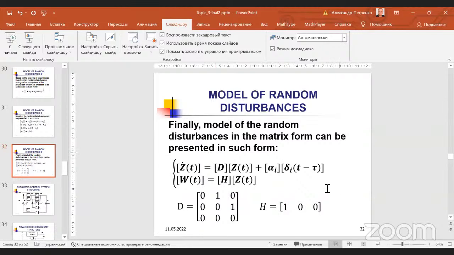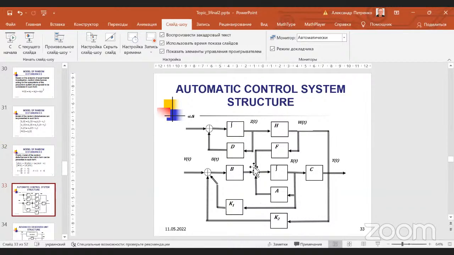Last time, in the last presentation, we discussed this mathematical model. This mathematical model can be used in our algorithms for the creation of some automatic control system. And so after that, we can create some automatic control system structure in such form.